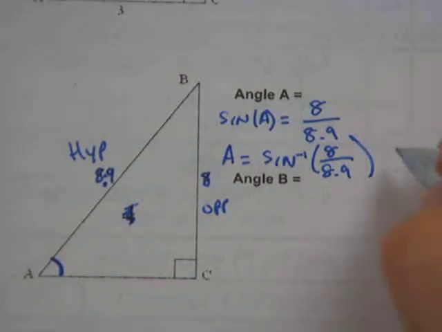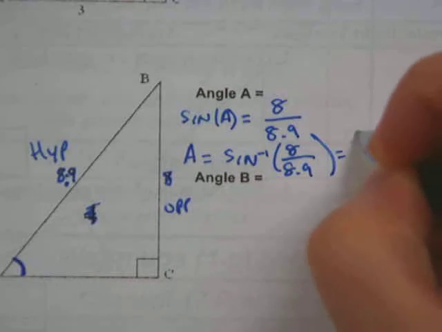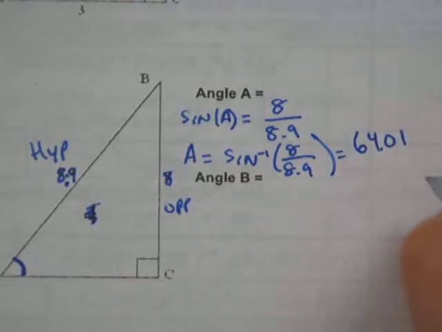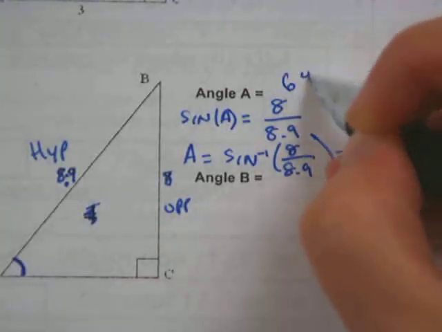And we get 64.01, which just rounds, if we're rounding to the nearest tenths like the worksheet says to do, that just rounds to 64. So angle A is 64 degrees.